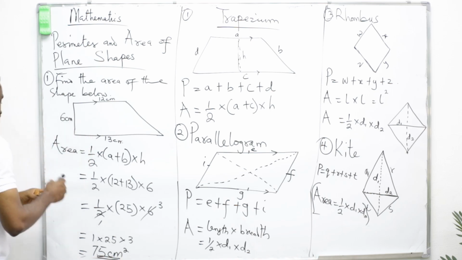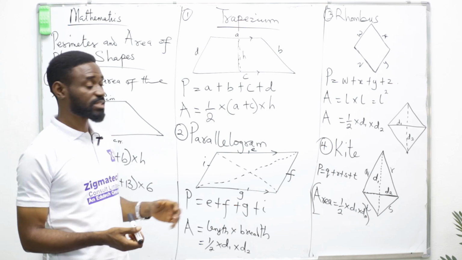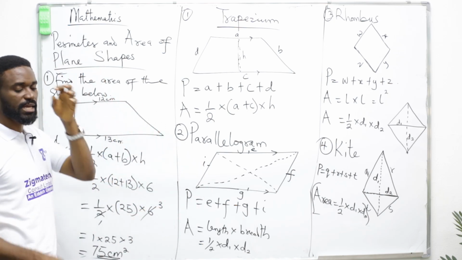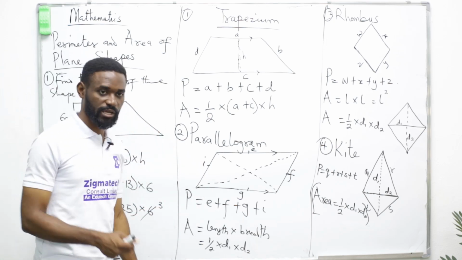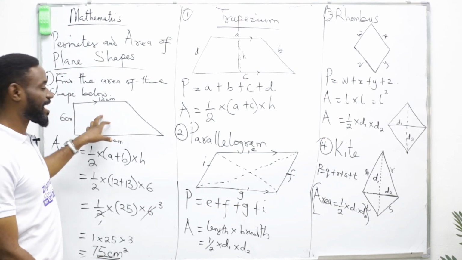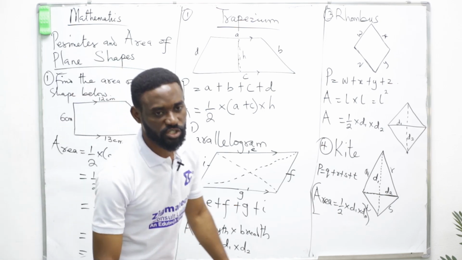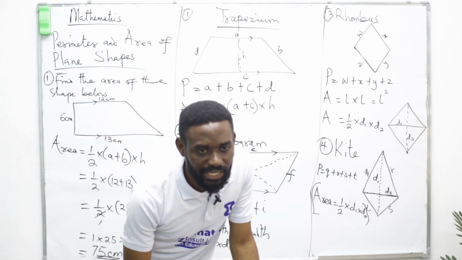Remember, our answer must be in square centimeter because they gave us in centimeter. If it is in meter, it should be square meter. Okay, so we have successfully found the area of this particular shape. Okay, all right, so let's see the next thing.